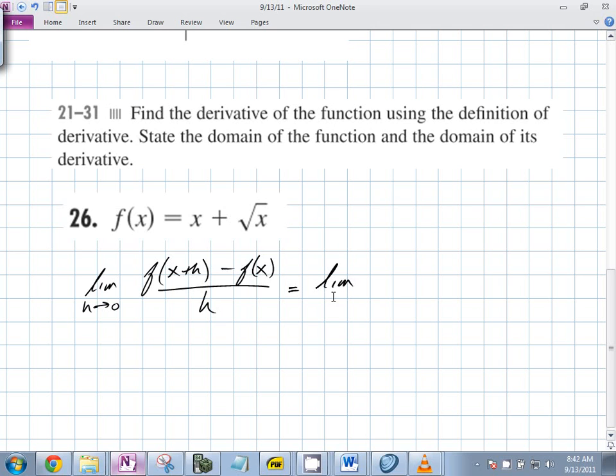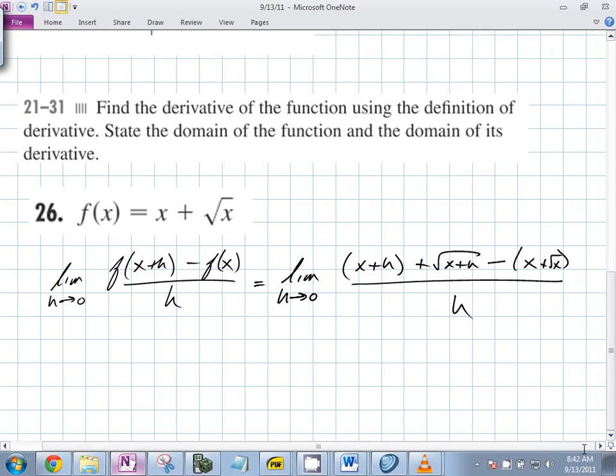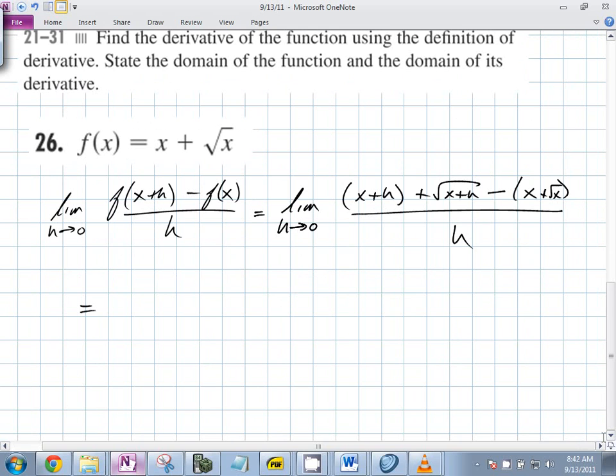It's going to be the limit as h goes to 0 of x plus h plus root x plus h minus x minus root x, in parentheses first, all over h. So if we simplify this down, looks like we're doing the right thing. What cancels first? What's nice? The x's cancel. That's nice. So what are you left with? You're left with h plus the square root of x plus h minus the square root of x, all over h. Let's keep the limit in there.